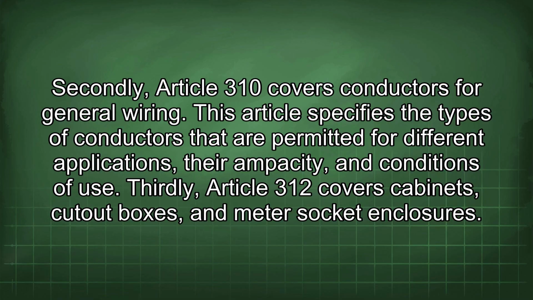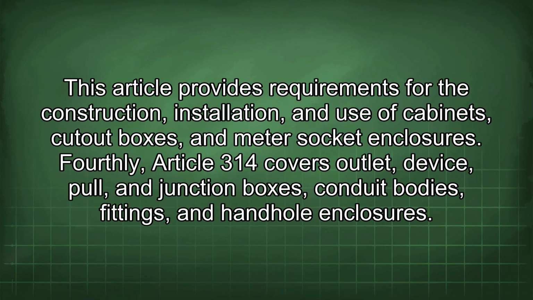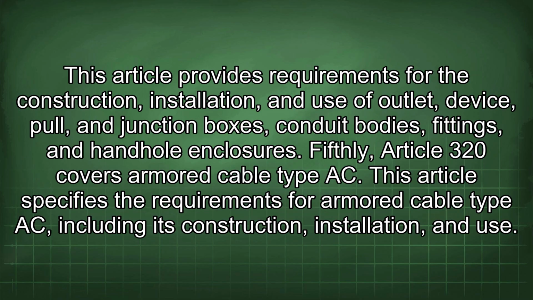Thirdly, Article 312 covers cabinets, cut-out boxes, and meter socket enclosures. This article provides requirements for the construction, installation, and use of cabinets, cut-out boxes, and meter socket enclosures. Fourthly, Article 314 covers outlet, device, pull, and junction boxes, conduit bodies, fittings, and handheld enclosures. This article provides requirements for the construction, installation, and use of outlet, device, pull, and junction boxes, conduit bodies, fittings, and handheld enclosures.